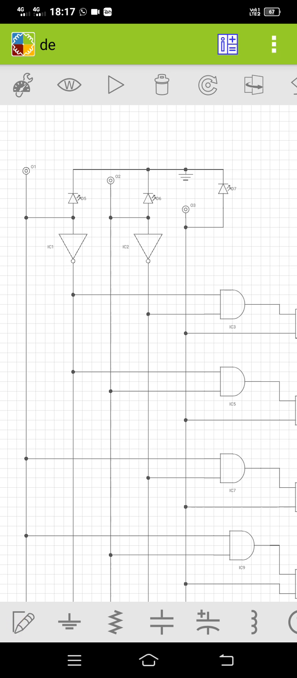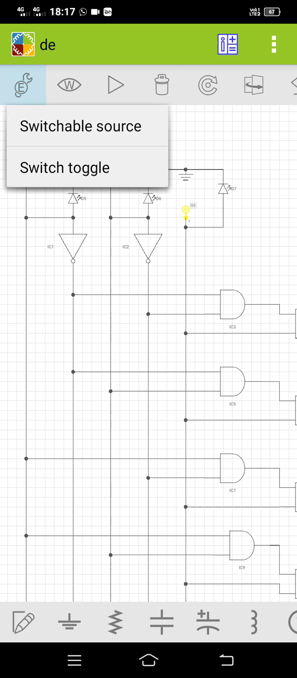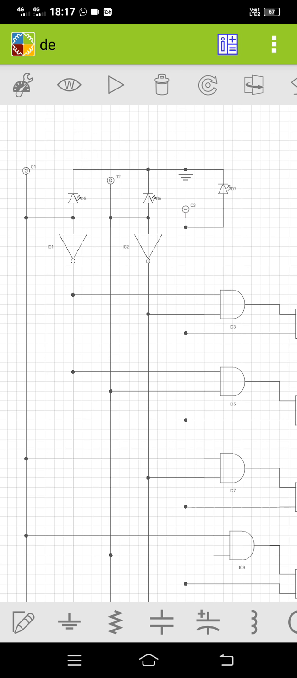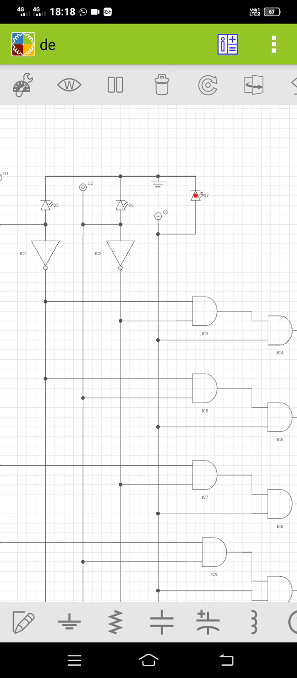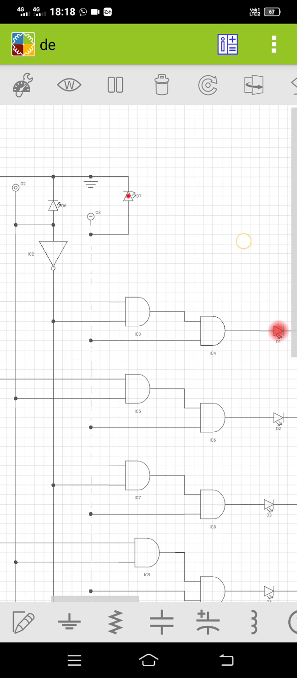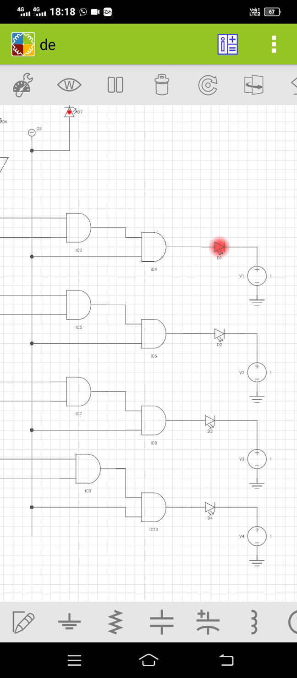Now let us check the second case. In the second case, the input line should be given 1. For that, the LED in the first output, D0, should glow. Let us check it. We have given 1 for the input line. Now let us run the program. For this, the first LED should glow. Let us check it. Here, the LED D0 is glowing. Hence, it is verified.